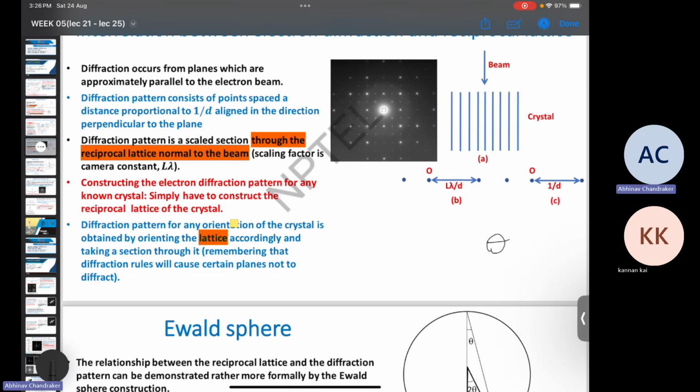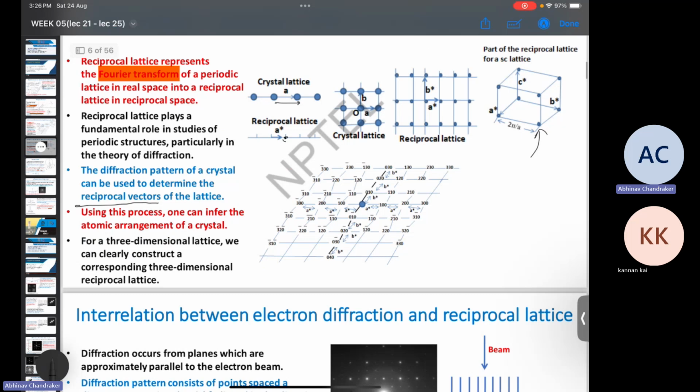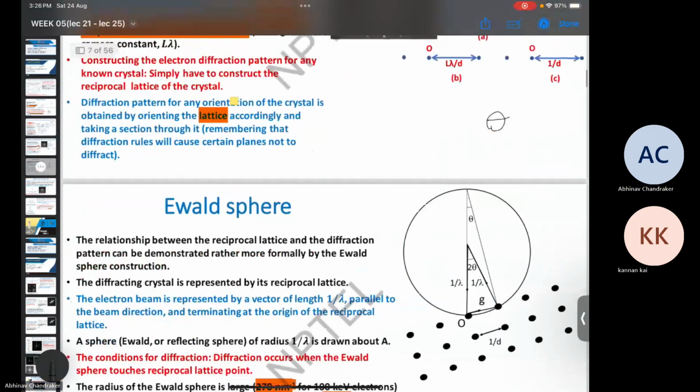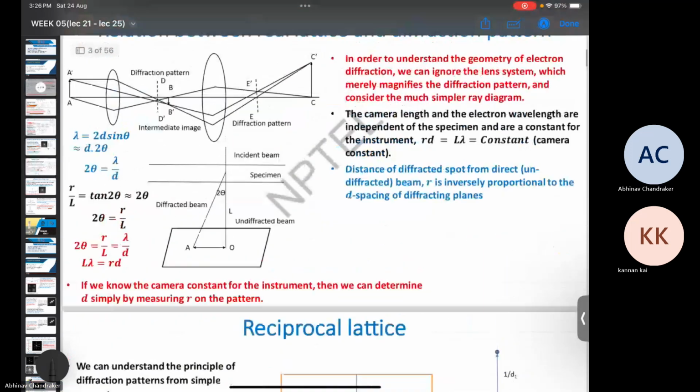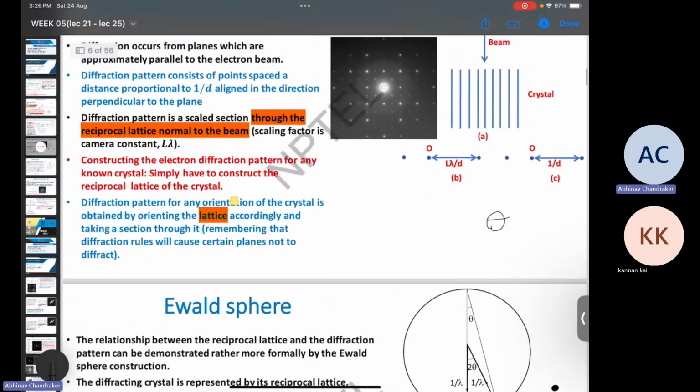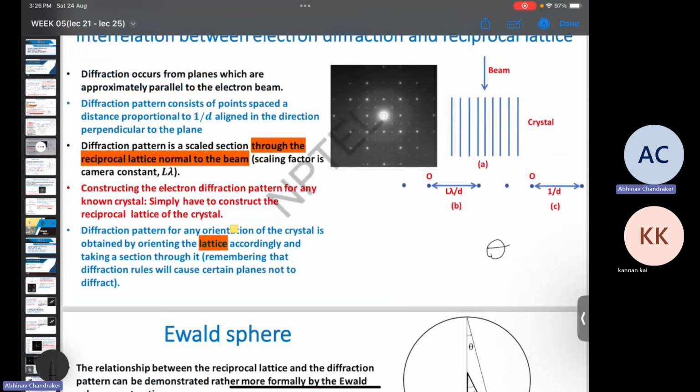And as we saw from the camera constant derivation, in the diffraction pattern, the distance of the diffraction spots from the central beam will be proportional to 1 by d, right? And to be precise, it will be L lambda by d.